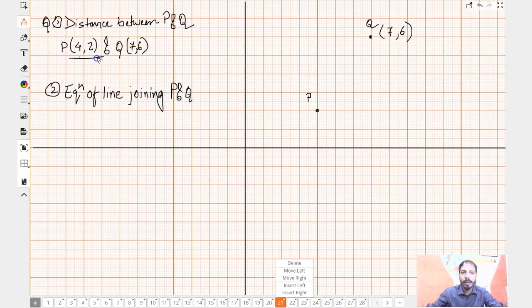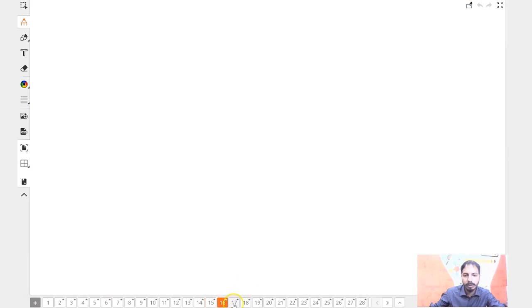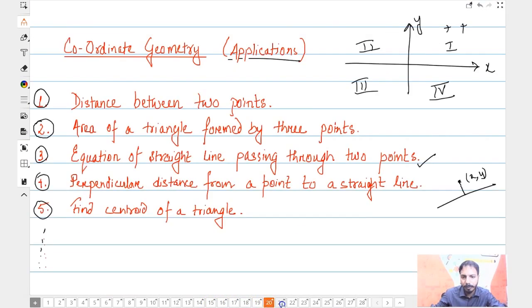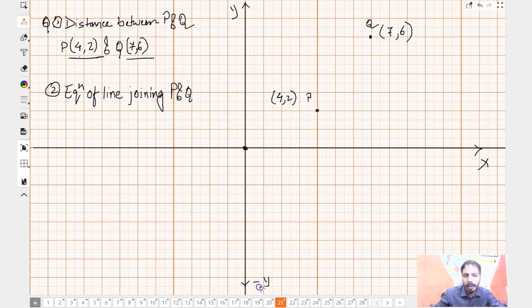Now suppose there are 2 points given to you, and we know that if we have 2 points, we can draw one and only one straight line. That means from given 2 points, only one straight line can pass, right? So that's unique. Now say this point is 4, 2. That means say this is my x-axis and this is my y-axis. This is my minus y-axis and this is my minus x-axis, right?